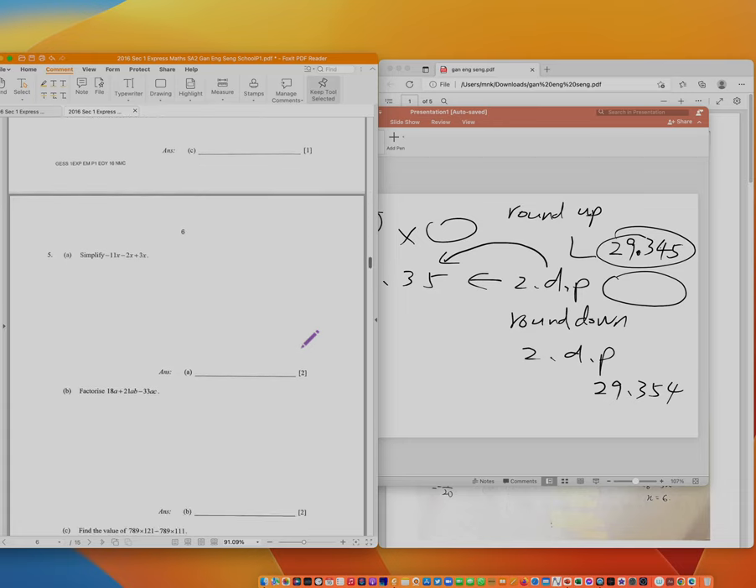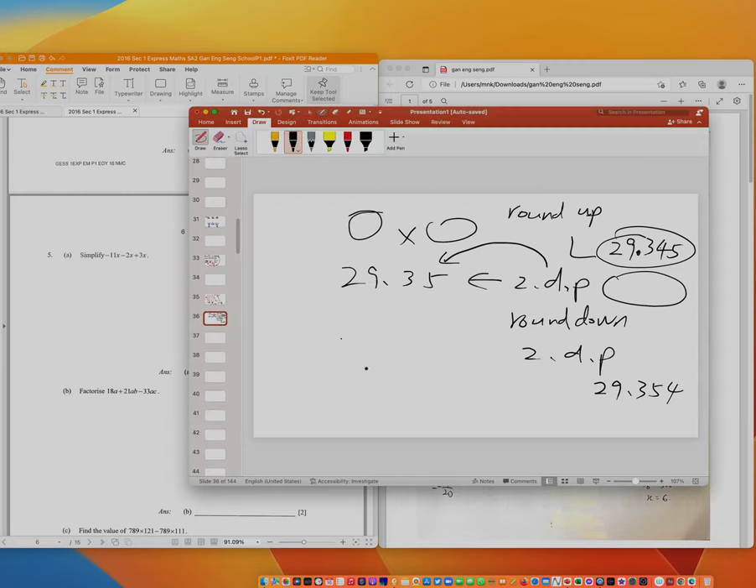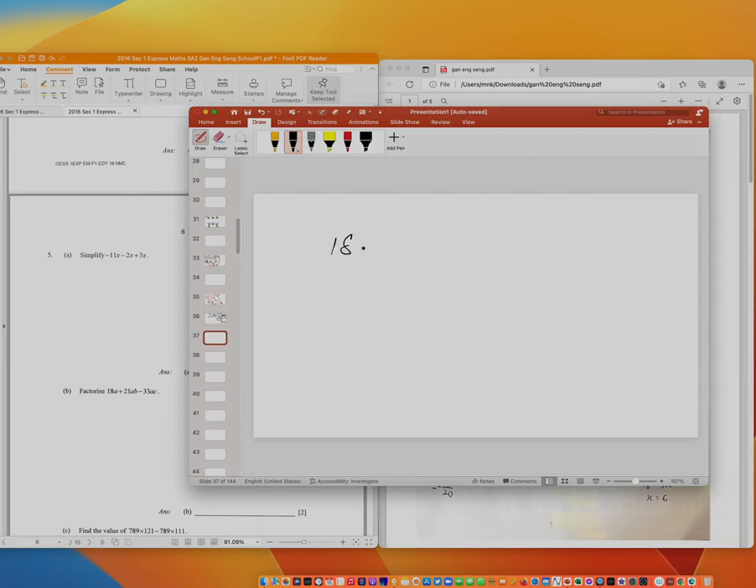Question 9. These days I'm going to a government secondary school to teach, and I learned something from them about factorization. Let me get the question over. It's 18a. I have already taught you my method, so I'm going to teach you another one.